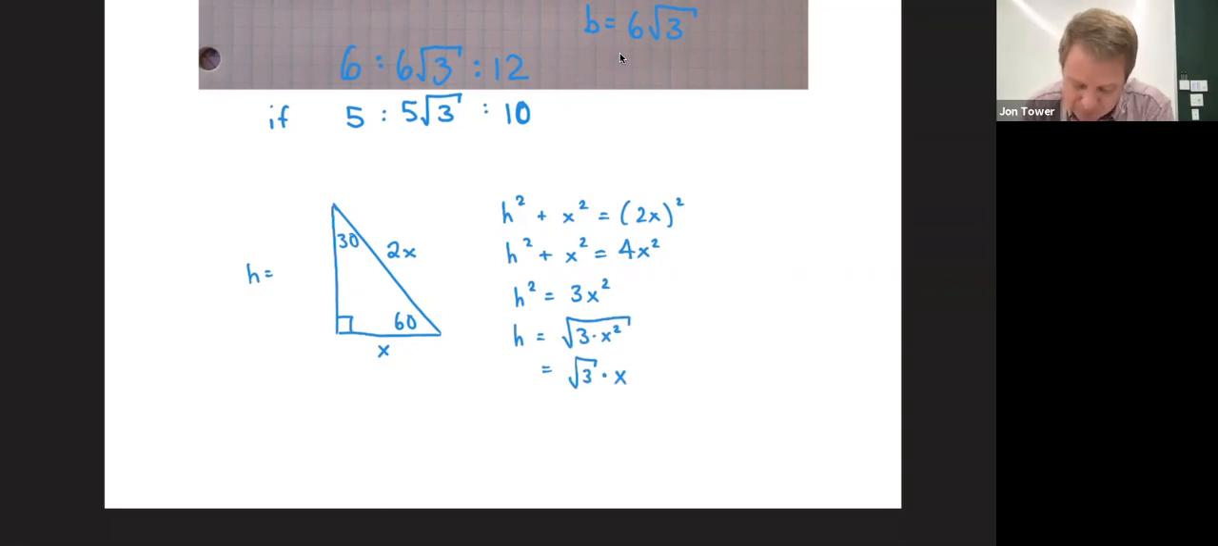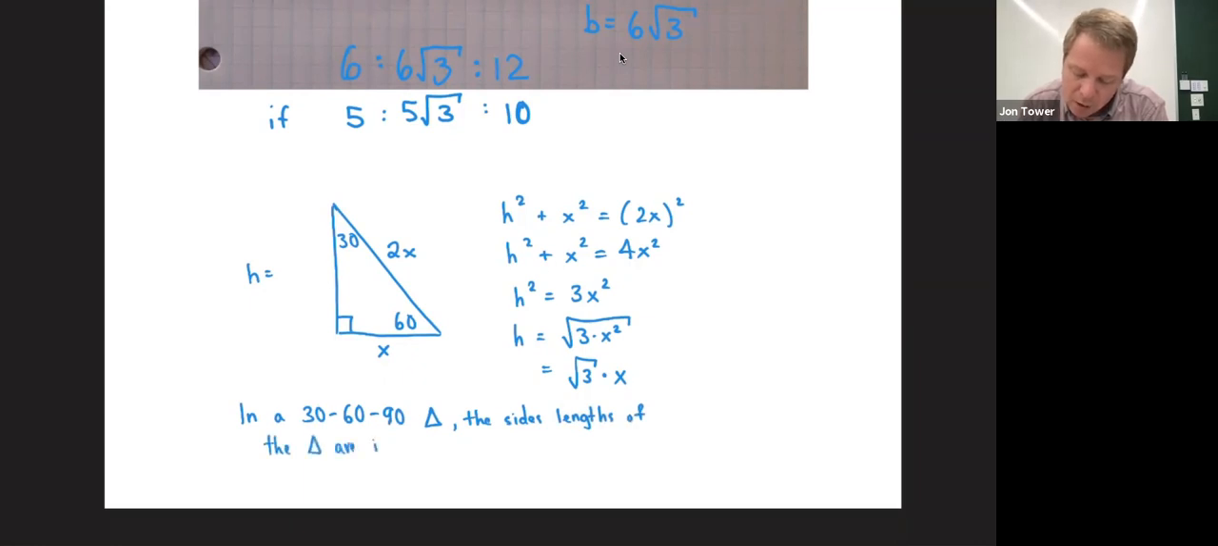So, conclusion, in a 30, 60, 90 triangle, and when I say a 30, 60, 90 triangle, I mean any 30, 60, 90 triangle, the side lengths of the triangle are in proportion x to x root 3 to 2x. So if we know the shortest side length is 3, we know the other leg length would be 3 root 3, and the hypotenuse length would be 6. And this is true for all 30, 60, 90 triangles.